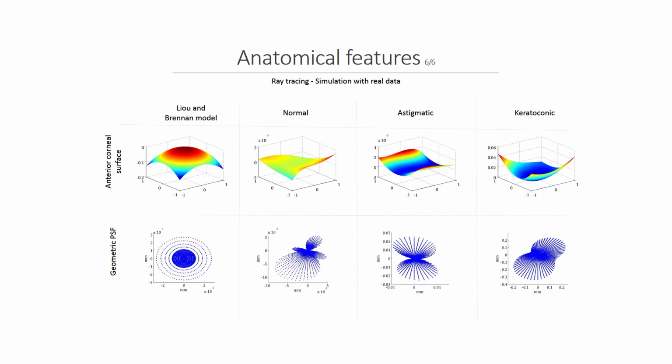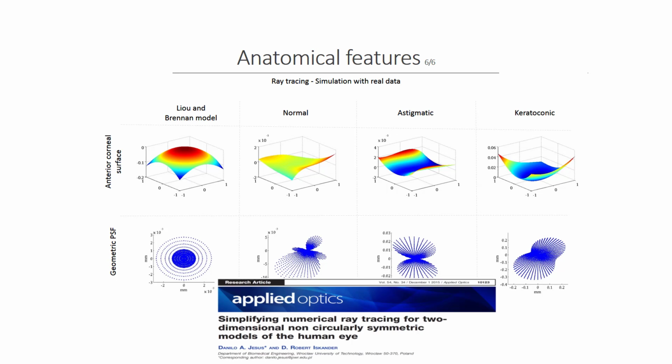The Liou-Brennan eye model has been adapted and used for evaluating the method. Further, real measurements of the anterior corneal surface of a normal, an astigmatic, and a keratoconic eye were substituted for the first surface in the model. The results have shown that performing ray tracing utilizing the two-dimensional Chebyshev function approximation is possible for non-circularly symmetric models, and that such calculation can be performed with a newly created Chebfun toolbox. For more details about this work, please have a look at the paper published in Applied Optics.